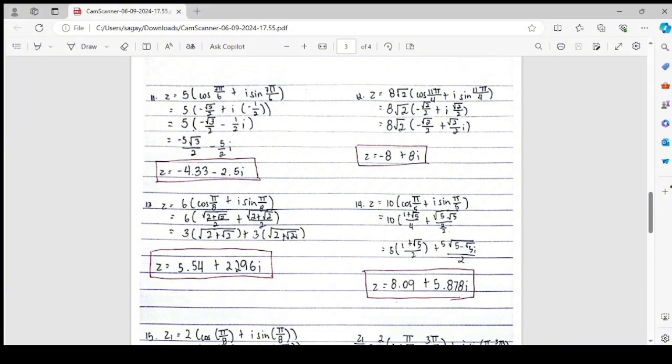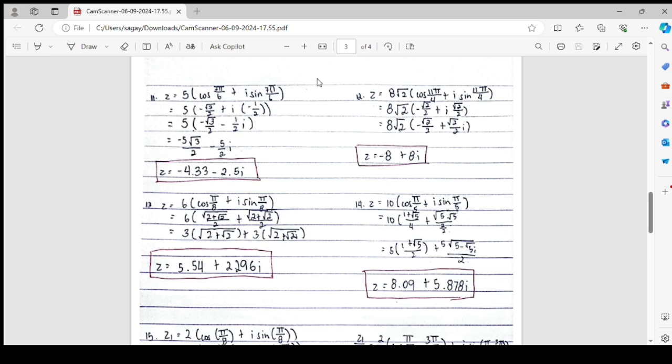Numbers 11 to 14 are different because the given is in polar form, and you will have the final answer in a plus ib form. The given in number 11 is 5 times cosine 7 pi over 6 plus i sine 7 pi over 6.